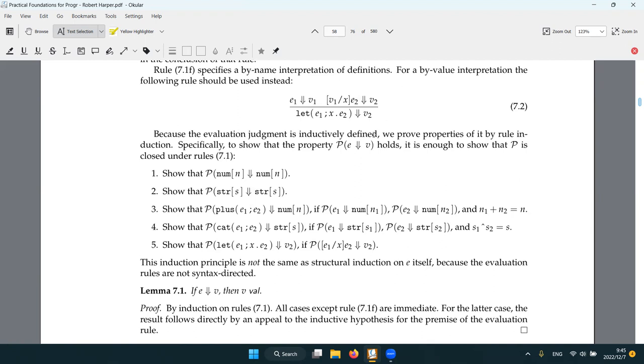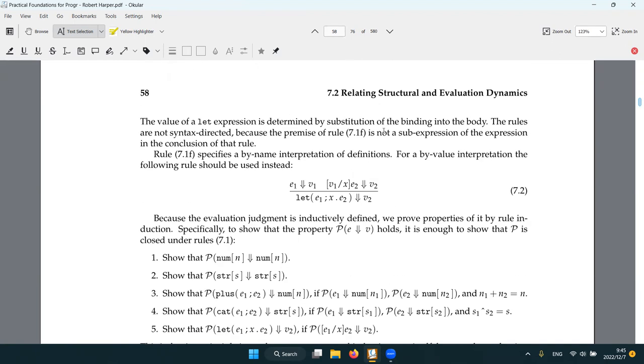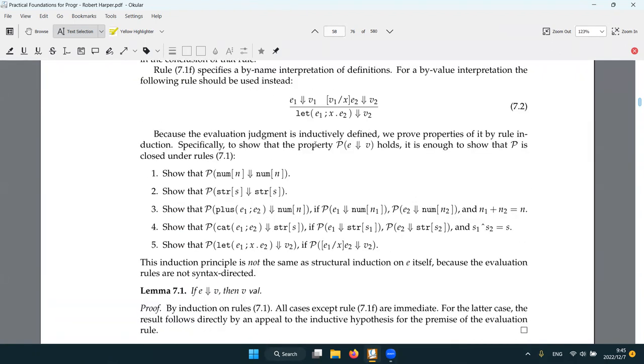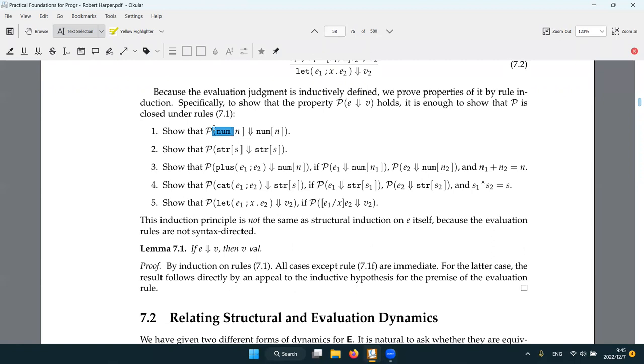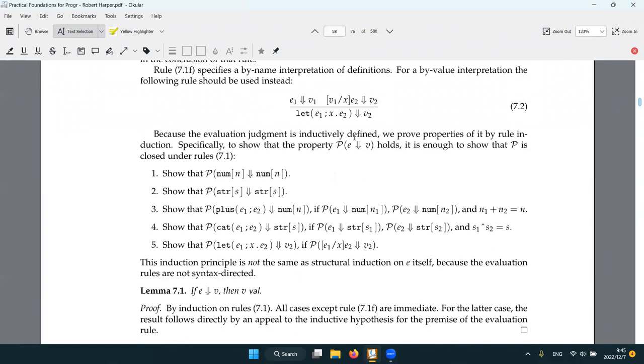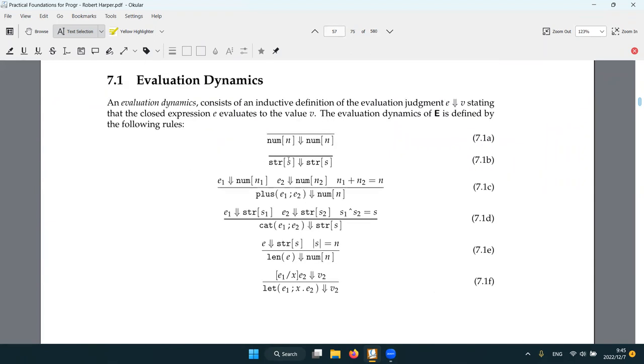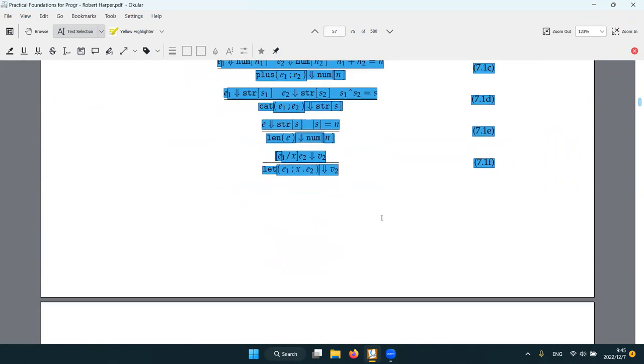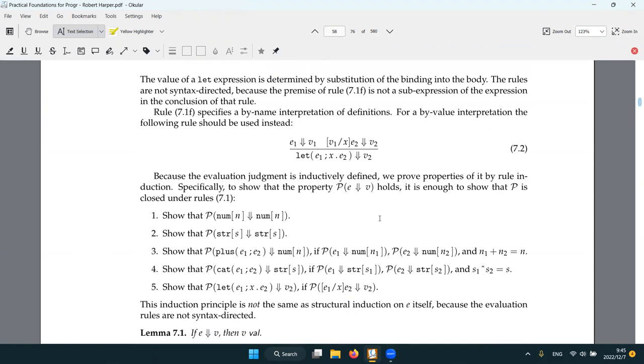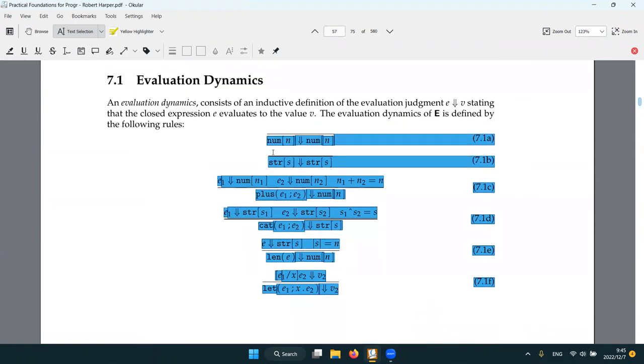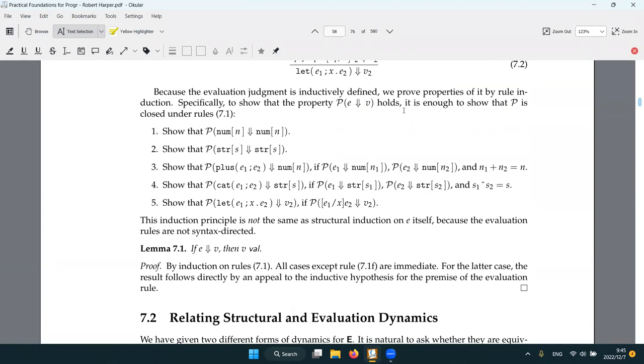And at least our language is still pure now, so everything is much simpler. And we can still do rule induction with this evaluation dynamics. It's much simpler because our rule set is much smaller. We just have 5 cases to show.